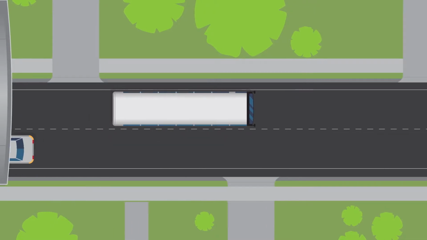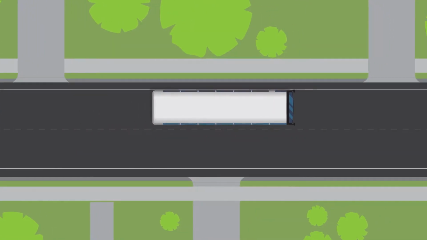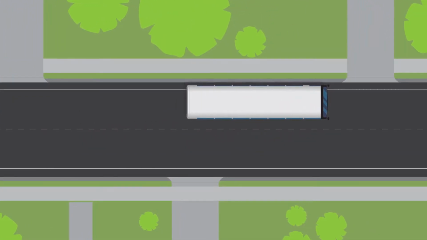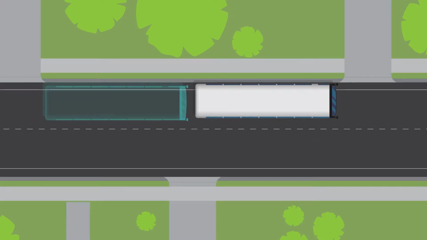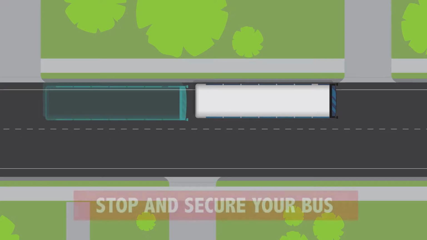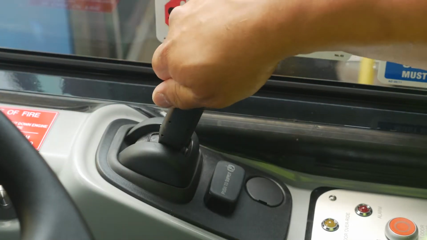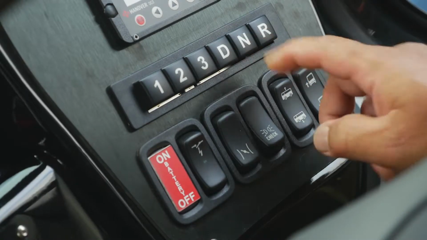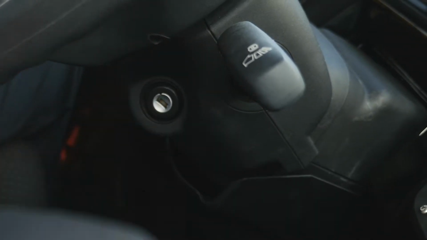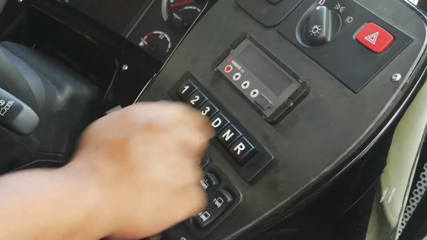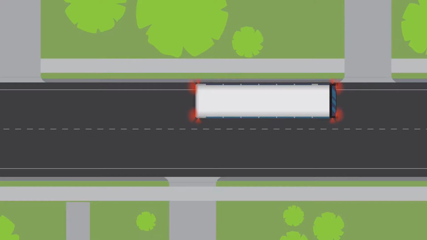Look for the safest place to stop and consider where the changeover bus will stop, either ahead or behind you. Stop and secure your bus. Apply the handbrake. Select neutral. Turn off the engine and remove the keys. Turn on the hazard lights.